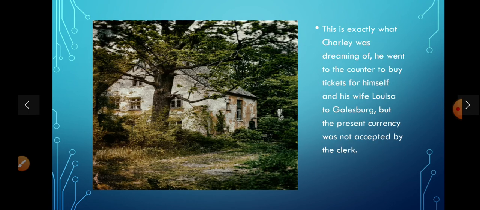Now this is exactly when Charlie saw all this, the old time, he was very happy. This is exactly what he was dreaming of. He went to the counter to buy tickets for himself and his wife Louisa to Galesburg, but the present currency was not accepted by the clerk. See, he's in an old time now, and he had a current modern day currency which was not acceptable. No, he was not able to buy the ticket.